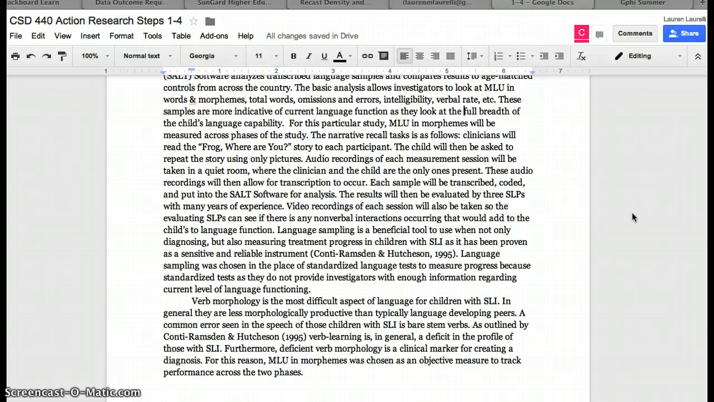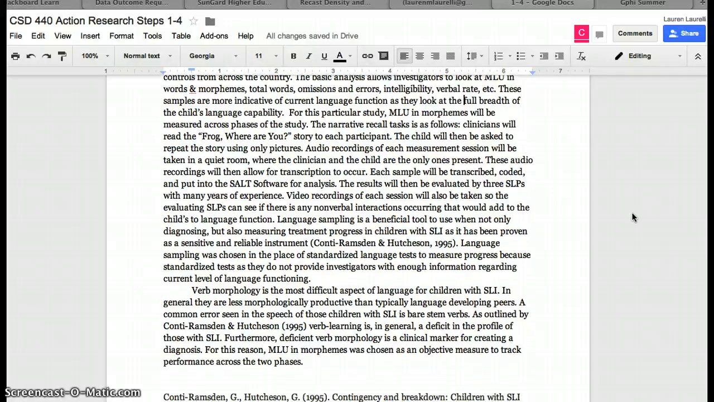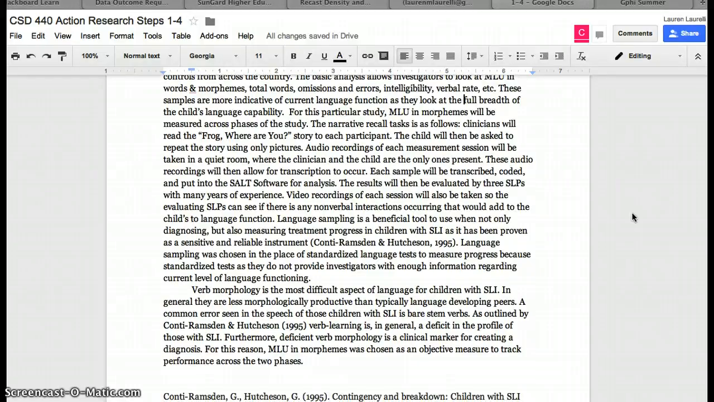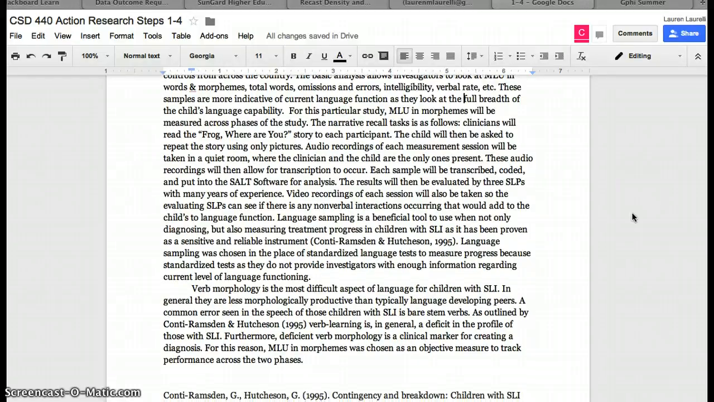Audio recordings of each measurement session will be taken in a quiet room where the clinician and the child are the only ones present. These audio recordings will then allow for transcription to occur. Each sample will be transcribed, coded, and put into SALT software for analysis. The results will then be evaluated by 3 SLPs with many years of experience.